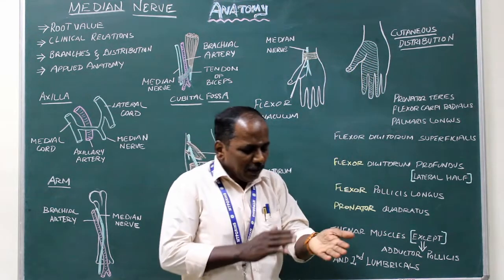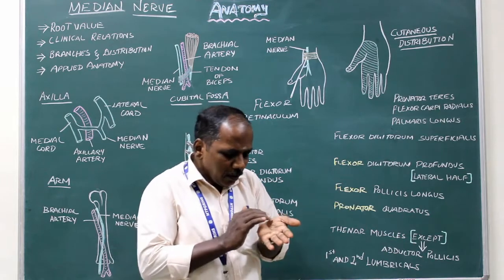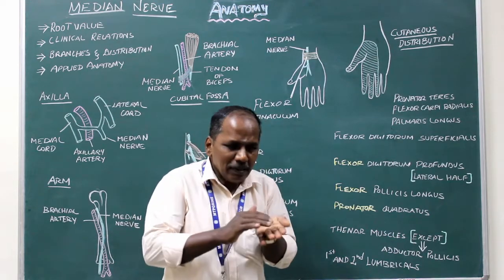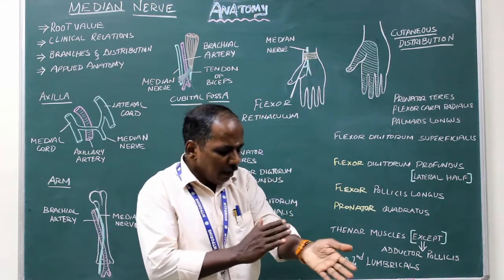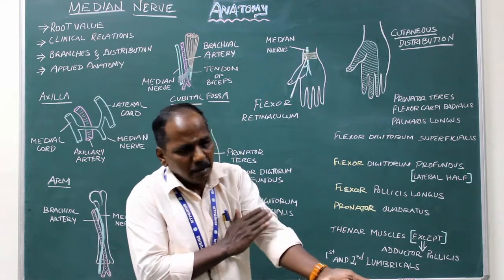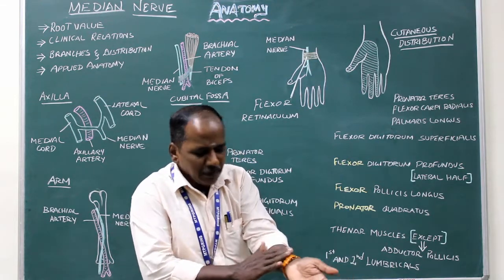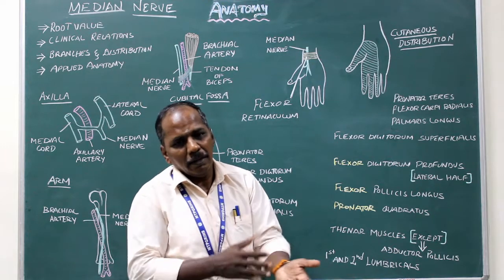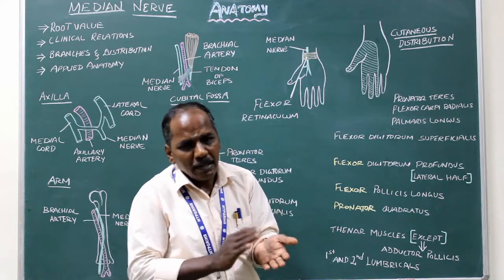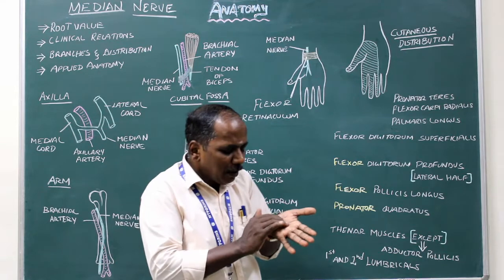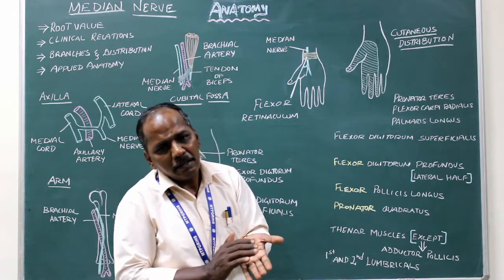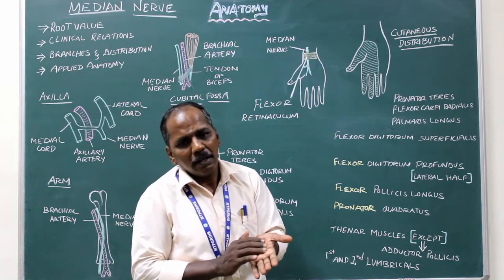So when there is loss of sensation both in the palm as well as the lateral 3½ fingers, the nerve is damaged in the cubital fossa or in the forearm or above that level. If it is below the flexor retinaculum, the cutaneous innervation of the lateral half of the palm is not affected.